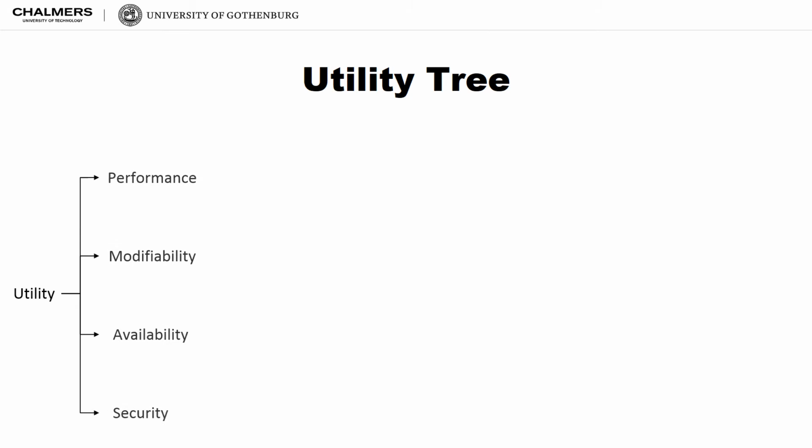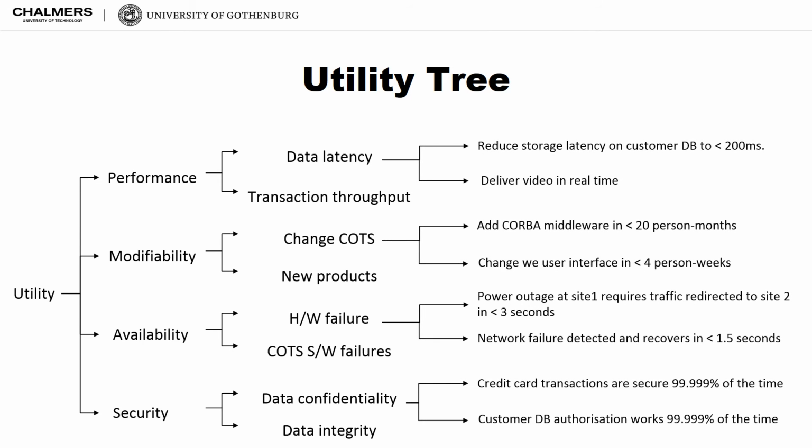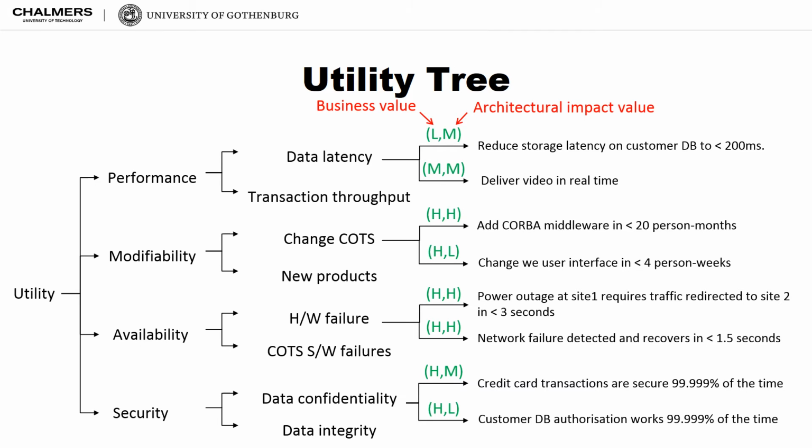First, relevant system quality attributes are identified. Then specific quality requirements for each quality attribute are listed. For each quality requirement, a number of scenarios for that requirement are identified and documented together with 2 values, their business value and architectural impact value, which could be high, medium, or low. Those 2 factors help stakeholders in prioritizing the quality attribute requirements and thus scenarios.